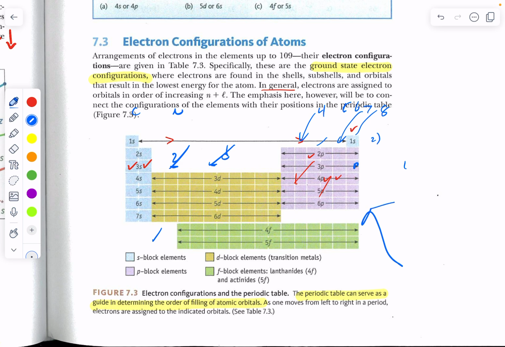So the periodic table can serve as a guide in determining the order of filling of the atomic orbitals, which is the way we're going to use it most of the time. But originally, it went the other way around. We came up with the order that you see in this figure based upon the properties.